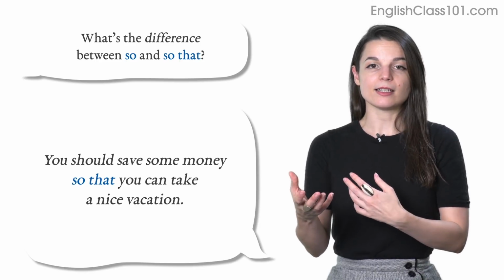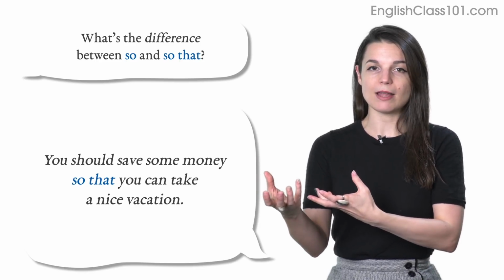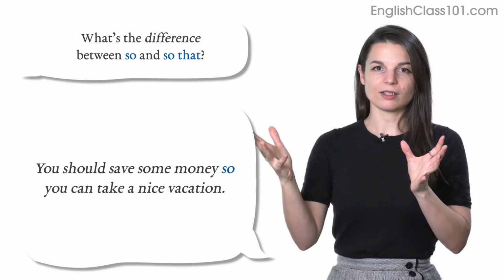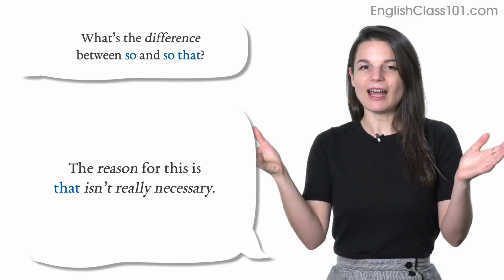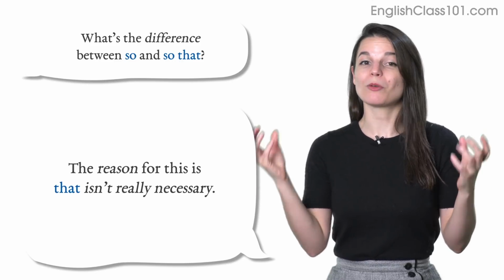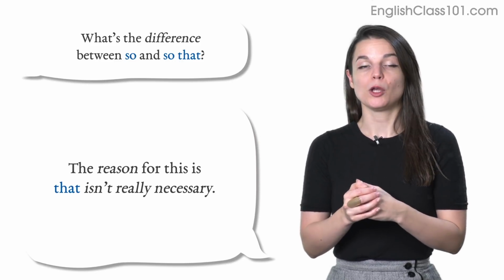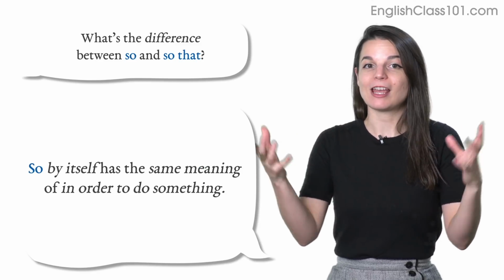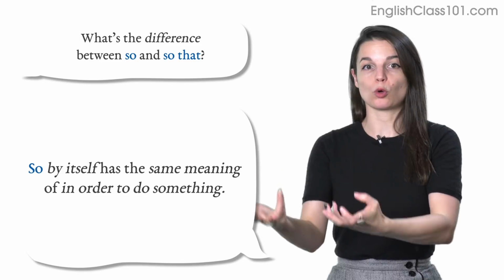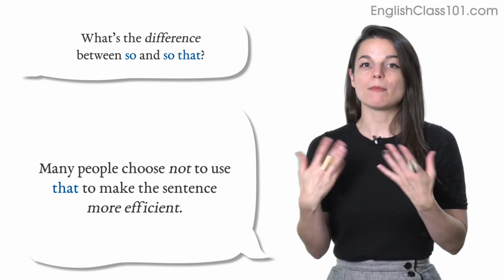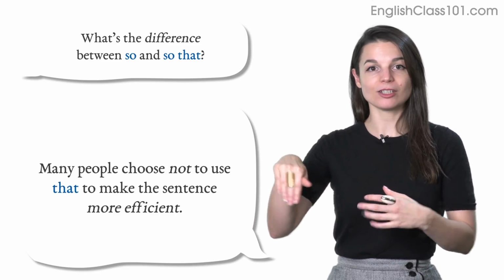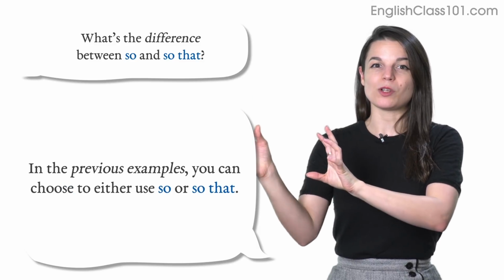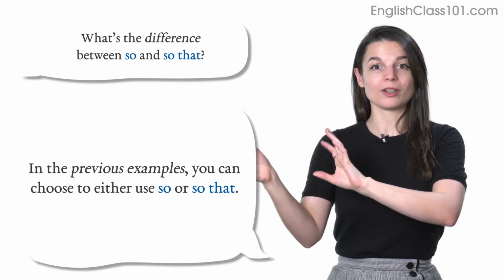In these sentences, I've used so that, but many people, me included, use so without that. The reason for this is that that isn't actually necessary. We don't have to have that here. We can use the word so to connect these two ideas. So by itself has that same meaning of in order to do something. So many people choose to drop that just to make the sentence more efficient. So in these cases, you can choose to use either so or so that.